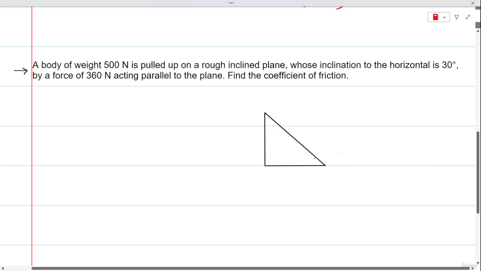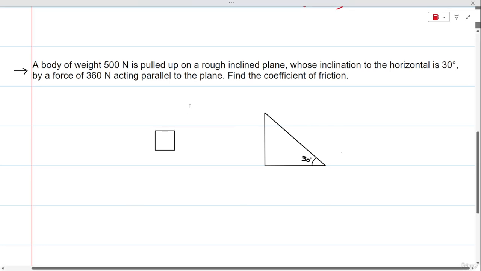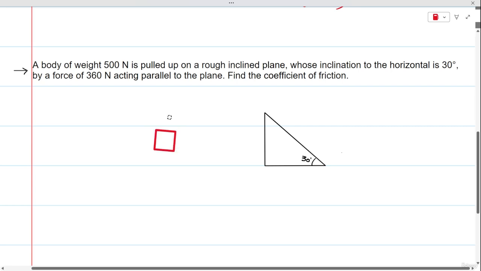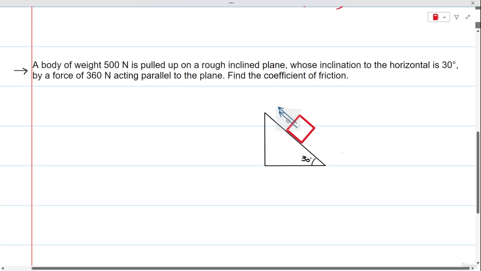So here is the inclined plane. Let's say this angle is 30 degrees. On this inclined plane, a block is resting and the weight of the block is 500 newtons. Now, this block is being pulled by a force of 360 newtons. So, if it is being pulled by the force of 360 Newton, what would be the friction that is going to act?